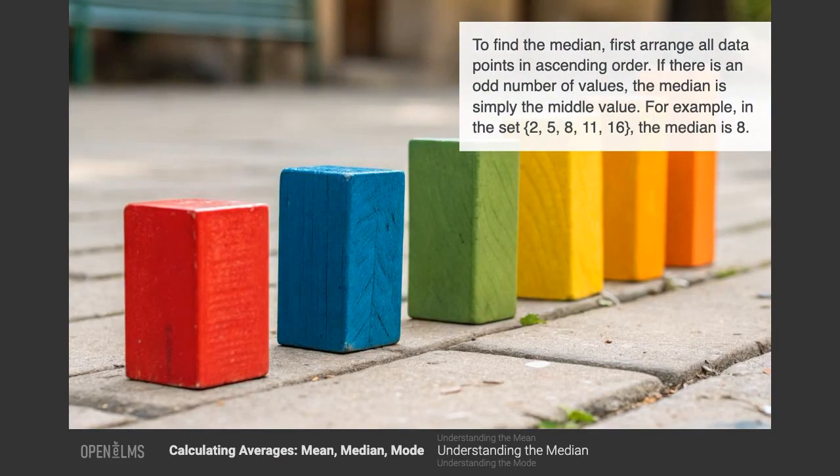To find the median, first arrange all data points in ascending order. If there is an odd number of values, the median is simply the middle value. For example, in the set 2, 5, 8, 11, 16, the median is 8.